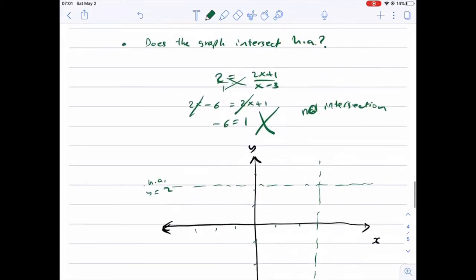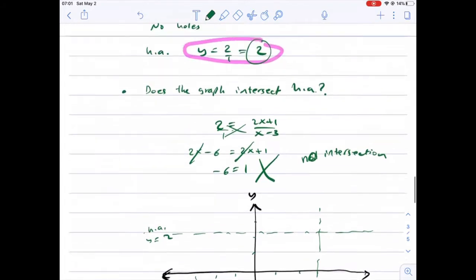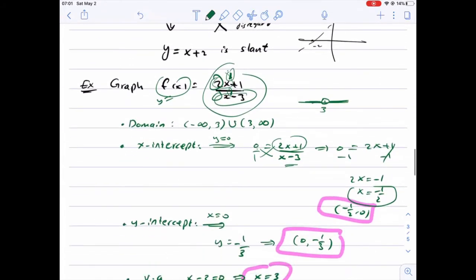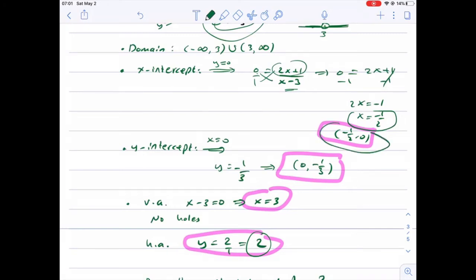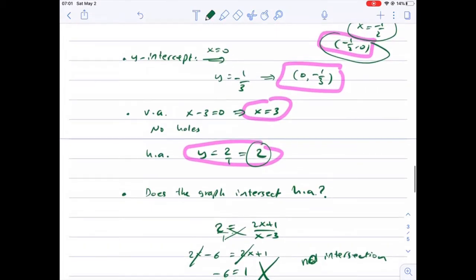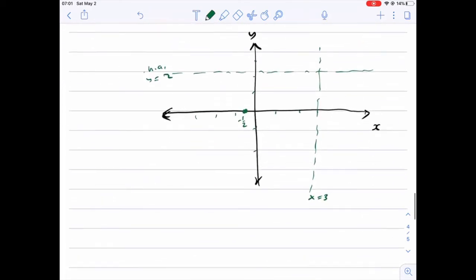Now, after drawing these lines, we need to determine the x-intercept and the y-intercept. The x-intercept is negative 1/2, 0. So negative 1/2 and 0, this point here. And the y-intercept is 0, negative 1/3. So this point here.